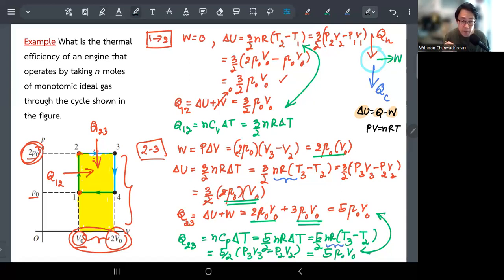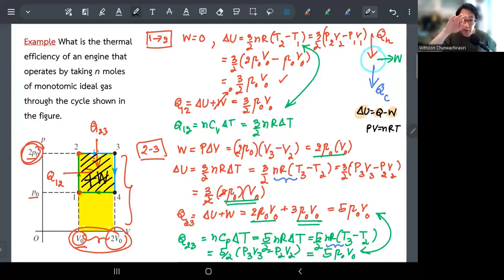You guys remember, if I ask you what is the work done by this cycle, what is it going to be? Work done by a cycle is the area enclosed by that cycle, right? So that means 1, 2, 3, 4, 1. It's a clockwise rotation. No matter what, the area enclosed is this rectangle over here. Because it's going clockwise, the net is going to be positive work done.